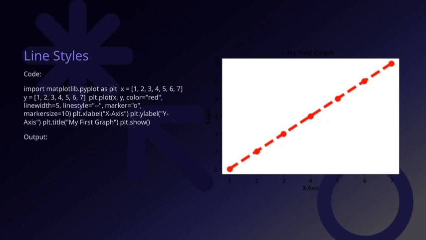Then, we add labels to our axes and a title to give context to the graph. Finally, plt.show displays the plot. The main takeaway here is how combining different style parameters allows us to create visually appealing and informative graphs. Customizing line styles, colors, and markers helps us communicate our data more effectively and makes our visualizations much more engaging.